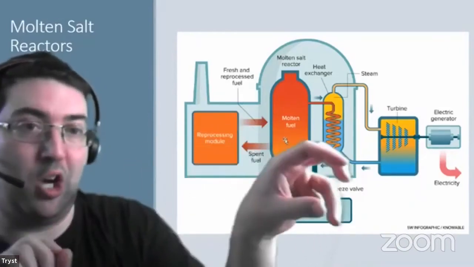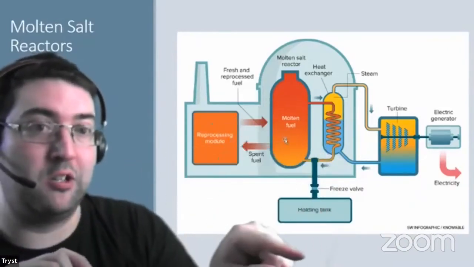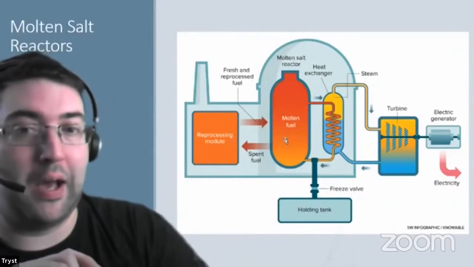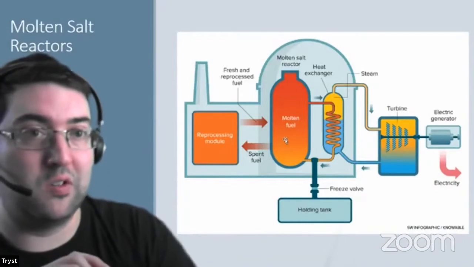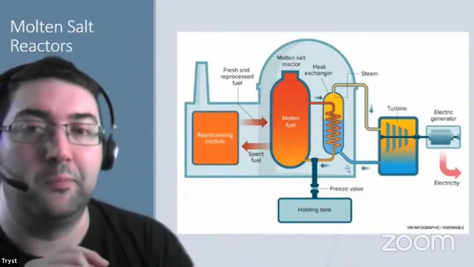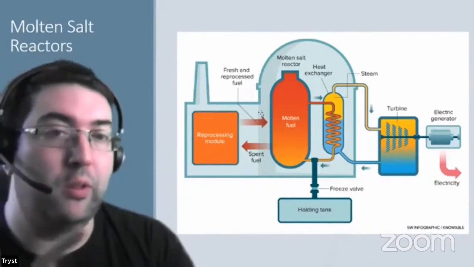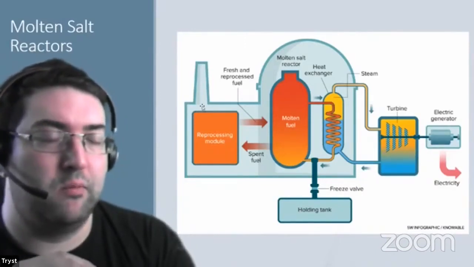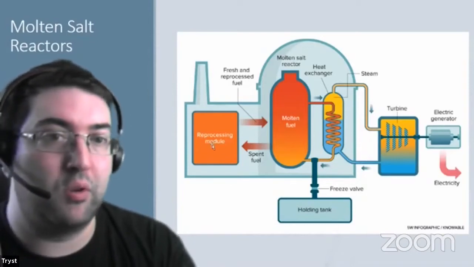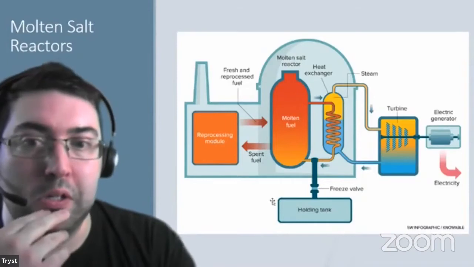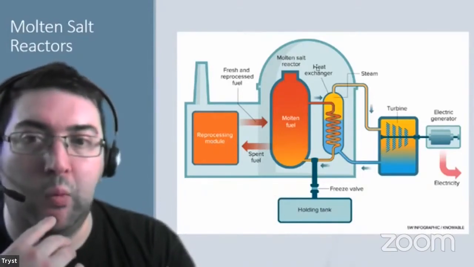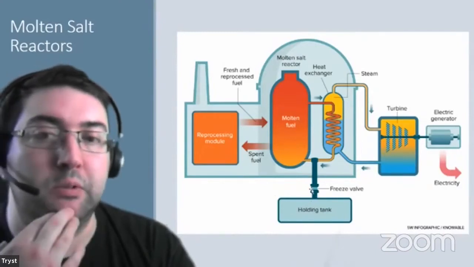The reactions stop, and then it travels through a heat exchanger, giving up its thermal energy to create steam, and then goes back into the reactor. So this uses the fuel as a coolant, which is really cool. In order to refuel these, though, they have to effectively reprocess the fuel on a continual basis. So molten salt reactors have this reprocessing module associated with them. But there's only been one working example of a molten salt reactor, and that was in the US.